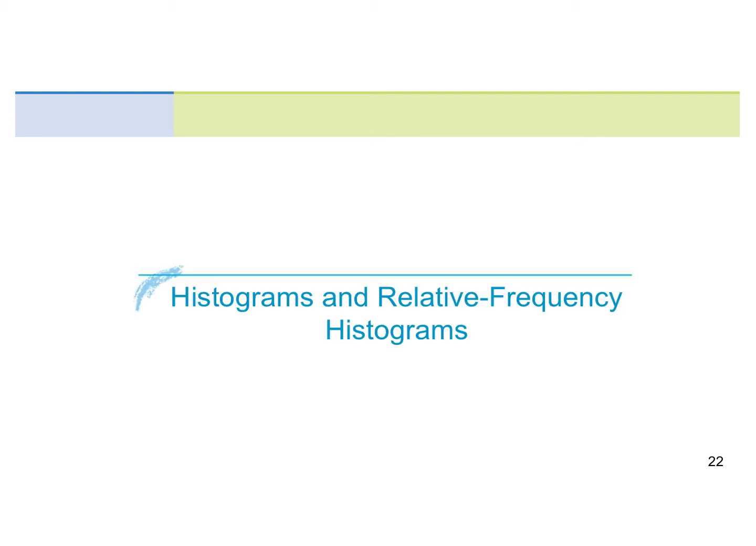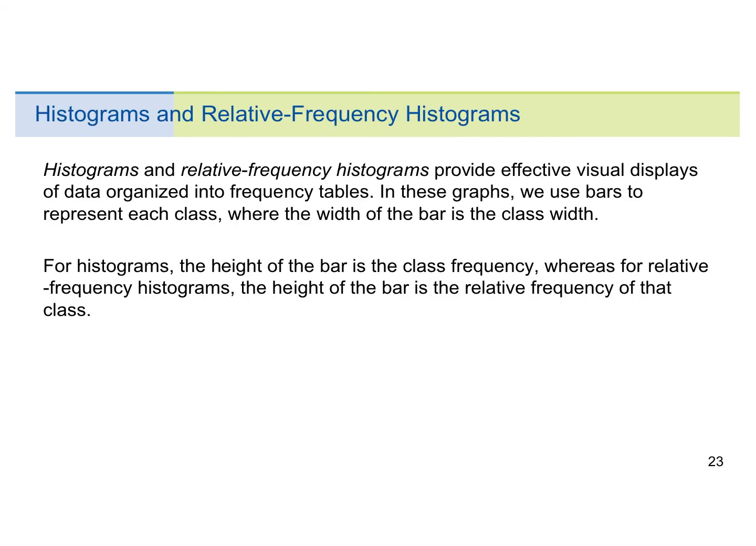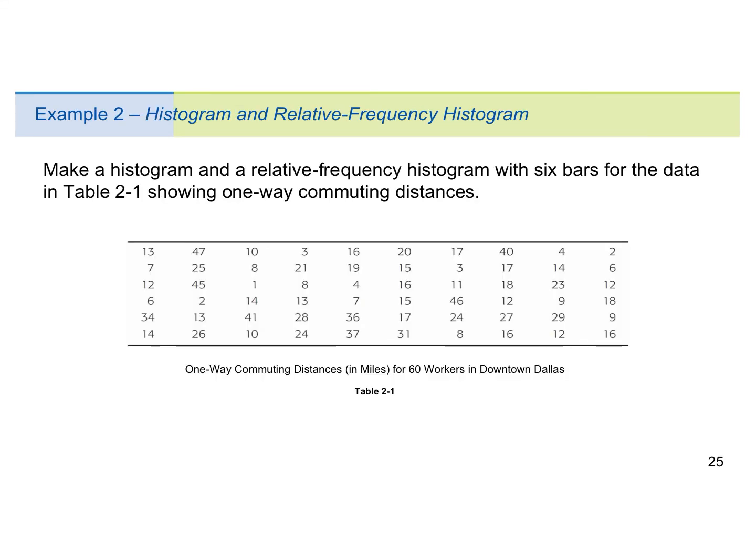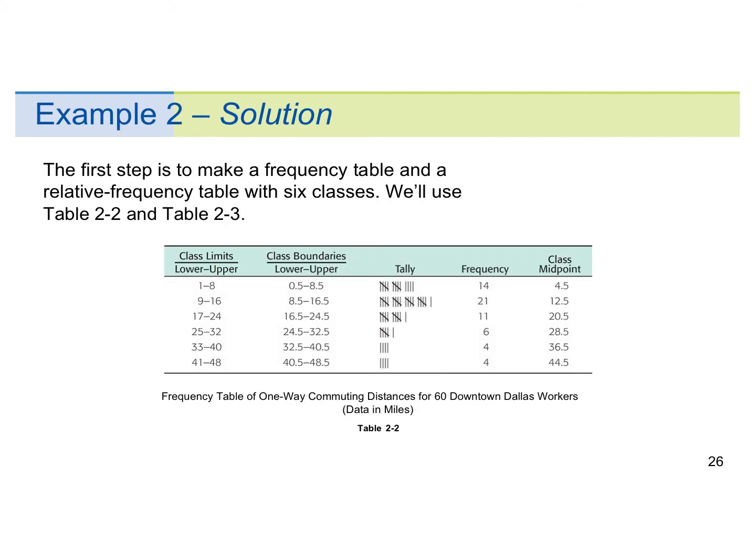Now we roll right into histograms and relative frequency histograms. Remember, histograms are bar charts, but they actually touch each other. Okay, so there's our same data. That's our chart that we worked with. Class boundaries. So remember I told you to add the 0.5 and subtract the 0.5. These are going to be your x-axis values.